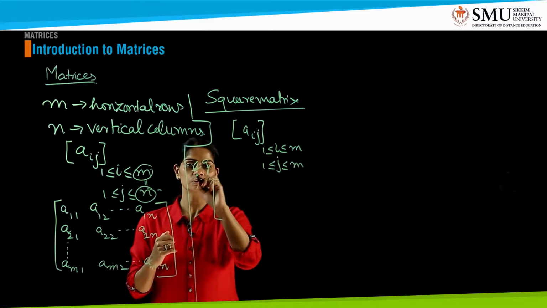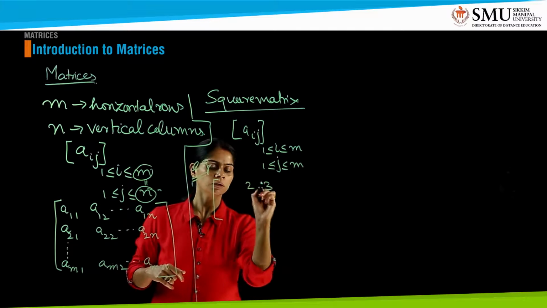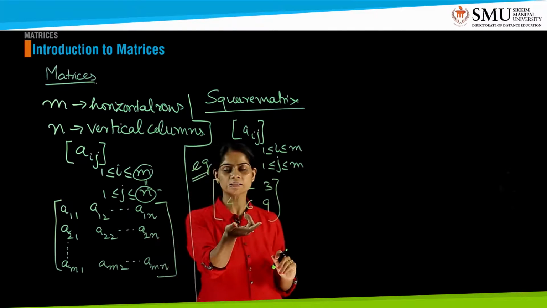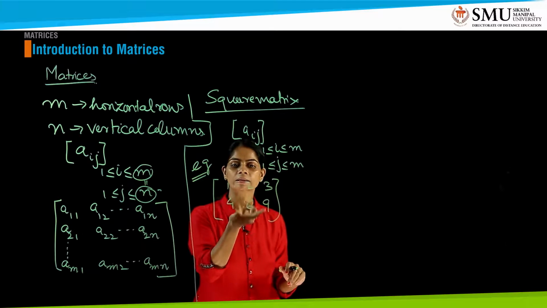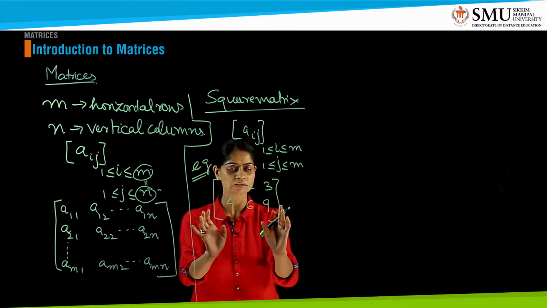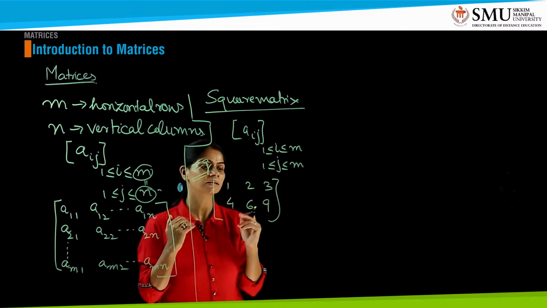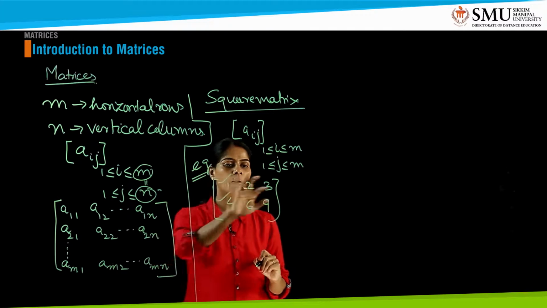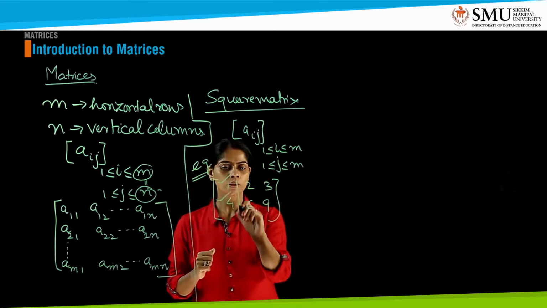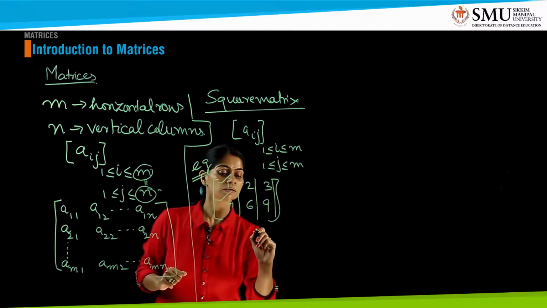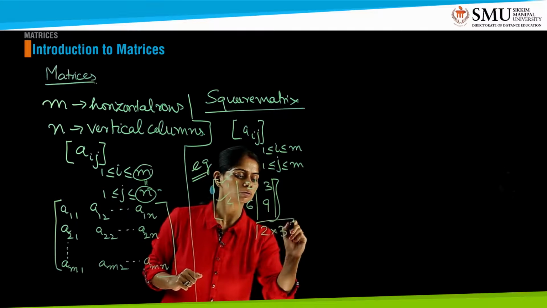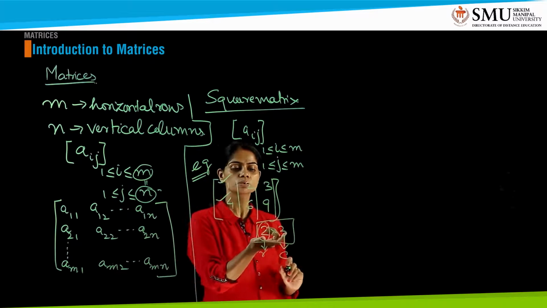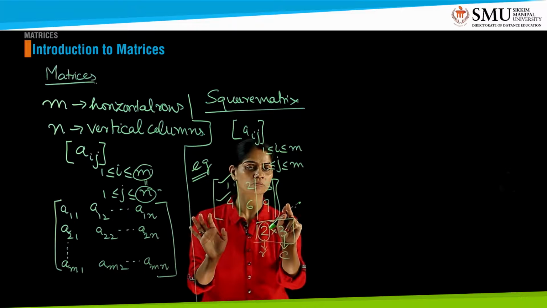For example, let us suppose this example: 1, 2, 3, 4, 6, 9. Can you tell me whether this is an example of a square matrix? The answer is no. This is an example of a matrix, but not of a square matrix. Why? If you count how many rows there are, there are 2 rows. And how many columns? 1 column, 2 column and 3 column. So it is a 2 cross 3 matrix. In 2 cross 3, the first number always represents the rows and the second represents the columns. So it is a 2 cross 3 matrix, but not a square matrix.